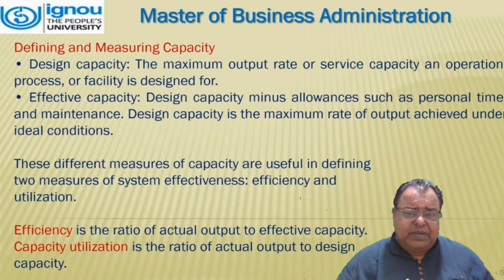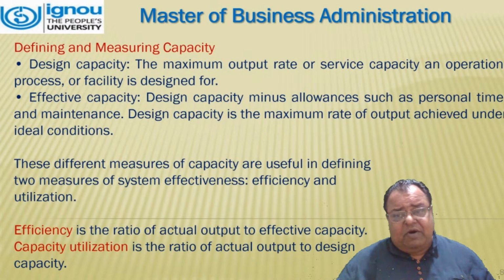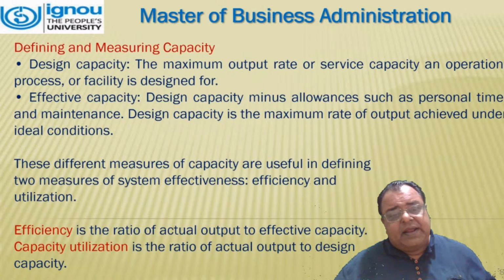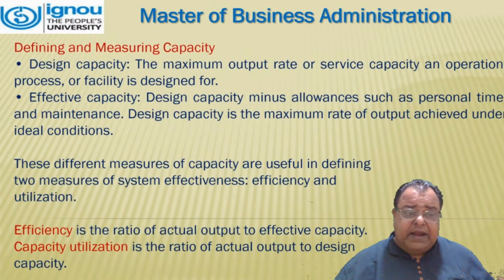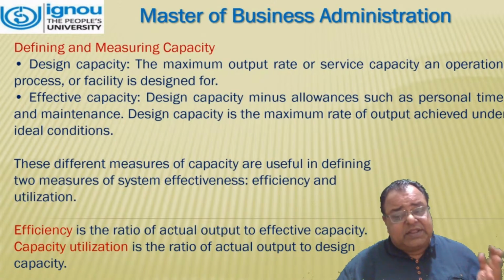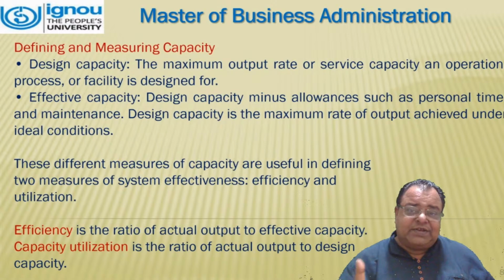Design capacity is the maximum output rate or service capacity an operation, process, or facility is designed for. Effective capacity is the design capacity minus allowances, such as personal time and maintenance. Design capacity is the maximum rate of output achieved under ideal conditions. These different measures of capacity are useful in defining two measures of system effectiveness, that is, efficiency and utilization.